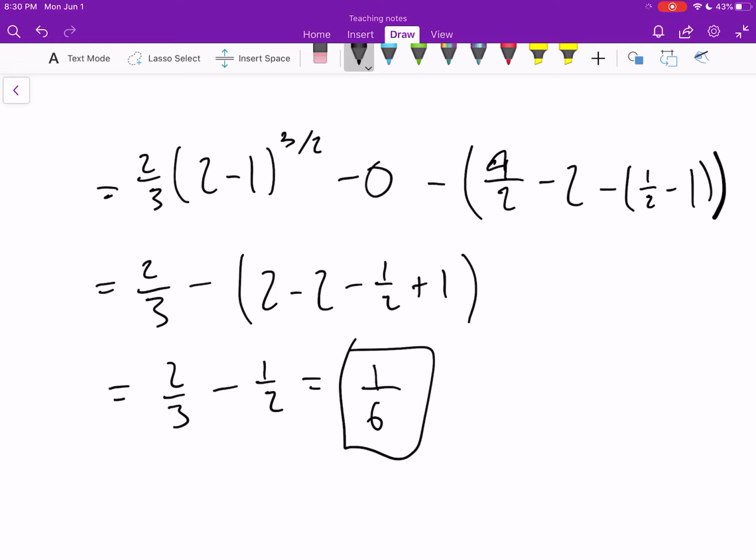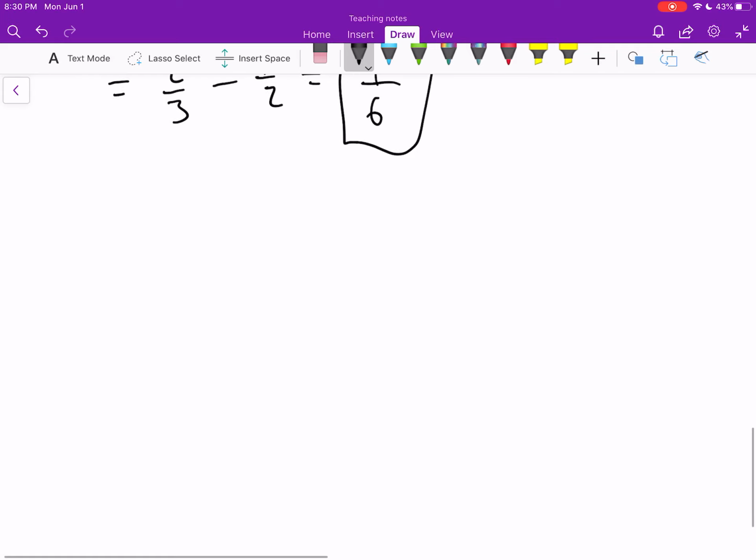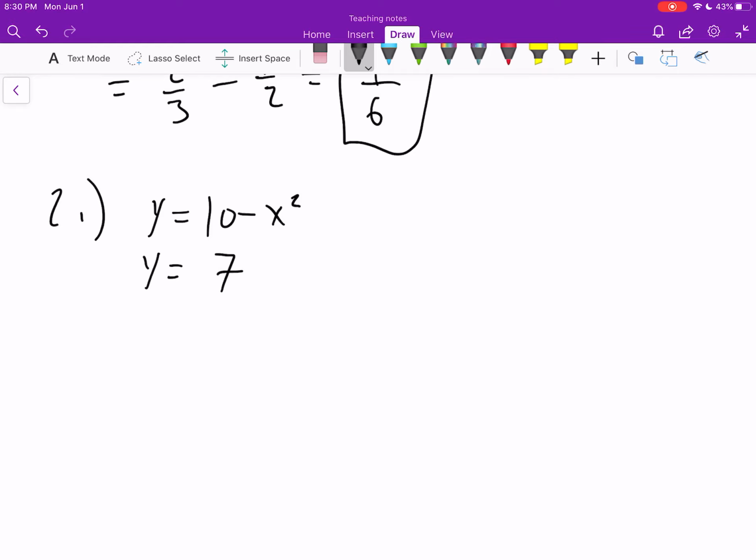So yeah, that was the first one. I don't remember what the second one was. I'm pulling it up. So the second one, we just had to set up, yeah. This one was just set up the integral to find the volume obtained by rotating y is equal to 10 minus x squared and y is equal to 7 about the y-axis.